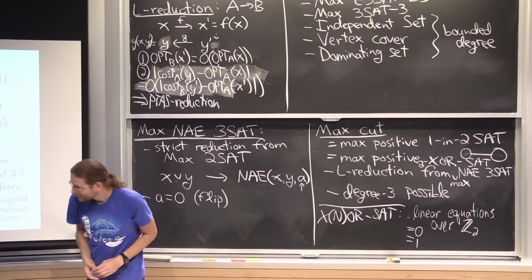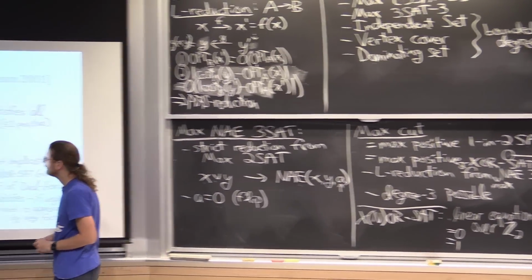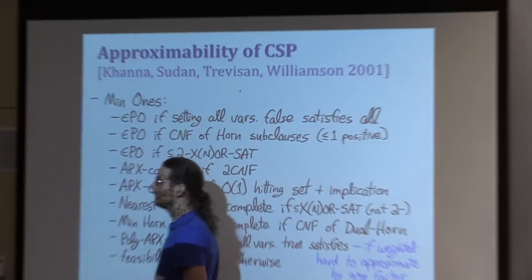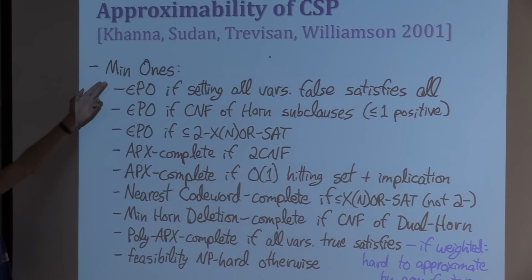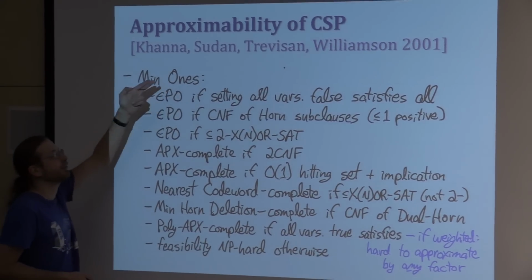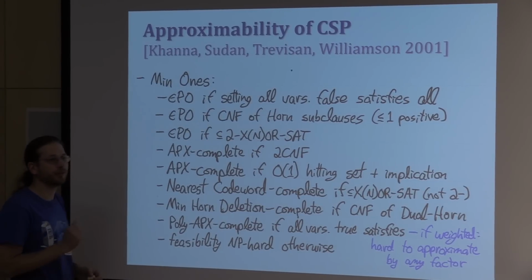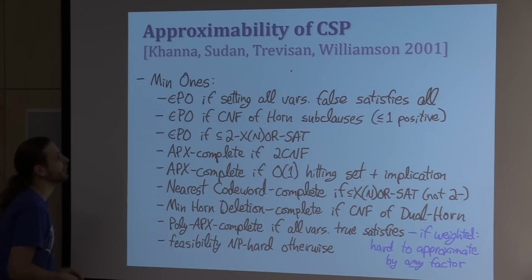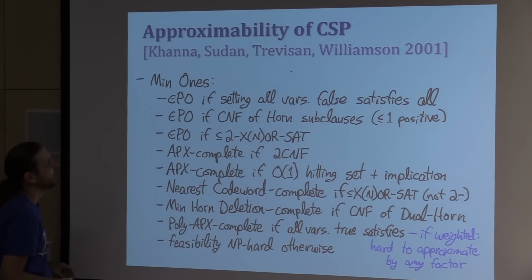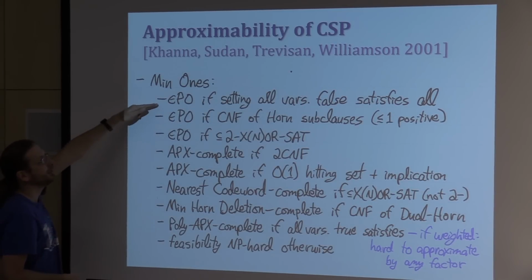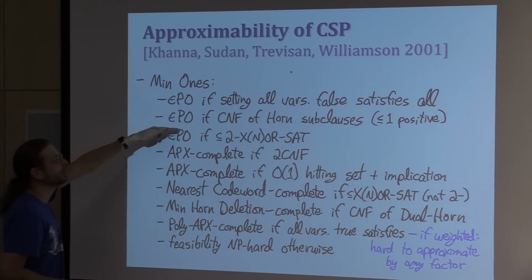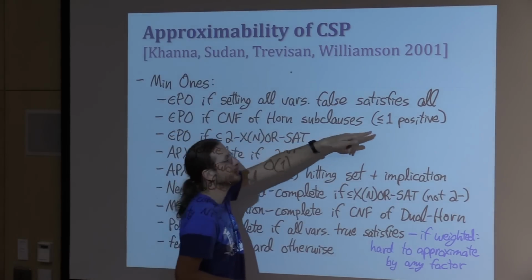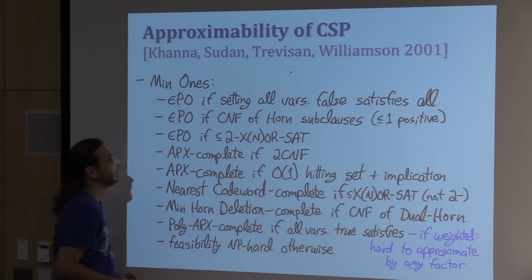Okay, the last one is minimizing the number of ones. So this is like the hardest of two worlds. Minimization is kind of harder. And here you have to satisfy everything, but minimize the number of true variables. So this is easy if you can set them all false, and you win. This is easy in the Horn case. The Horn case is when at most one is positive, so most of them can be set to 0.